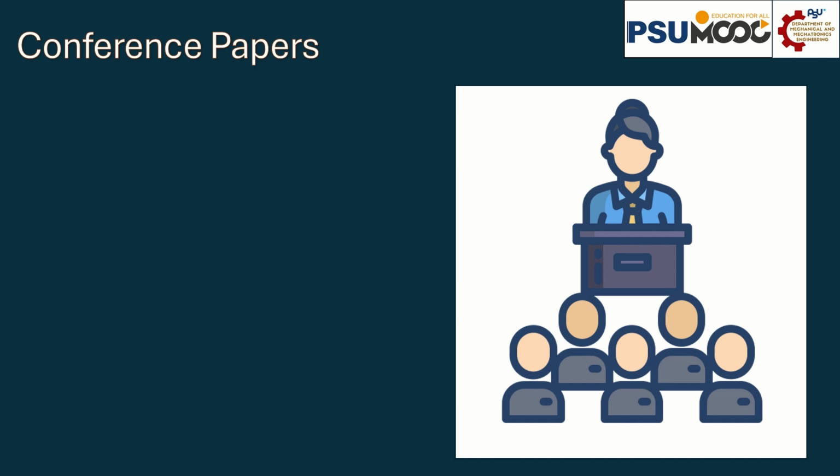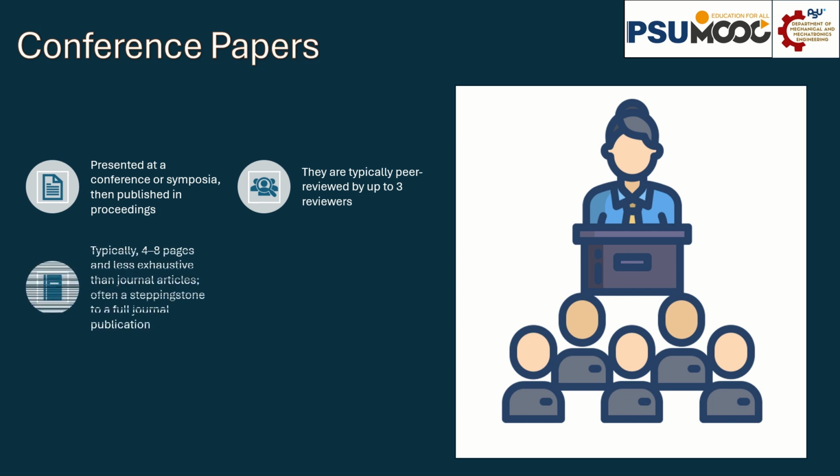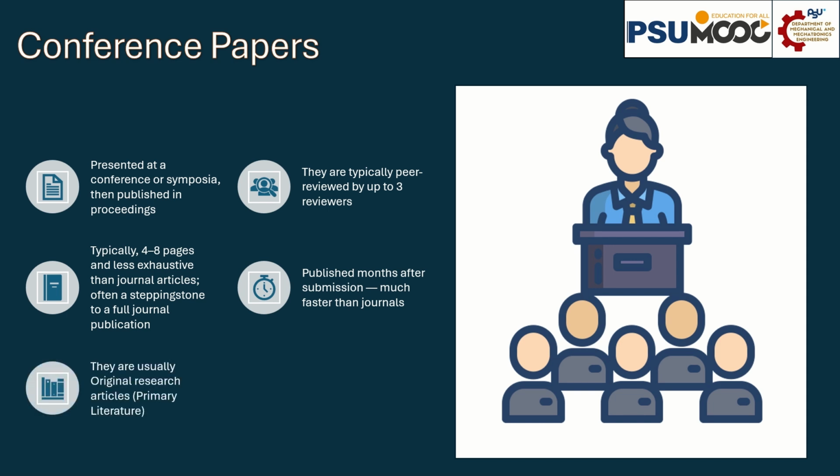Now, conference papers are papers presented at a conference or symposia, then published in proceedings. They are typically peer-reviewed by up to 3 reviewers. They are usually 4 to 8 pages long and less exhaustive than journal articles. They are often a stepping stone to a full journal publication. They are published months after submission, much faster than that of journals. They are usually original research articles.